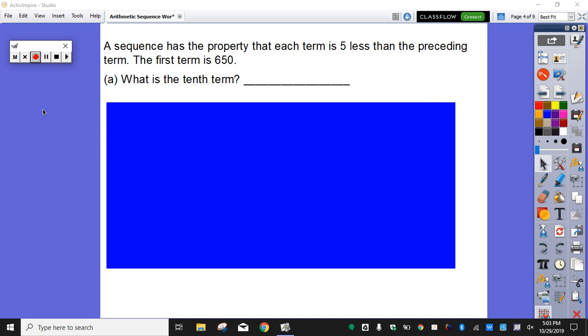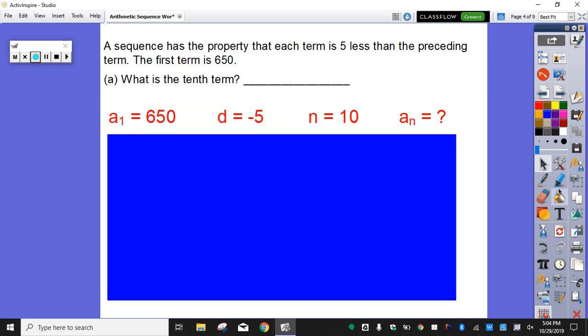So let's tackle our first example. A sequence has the property that each term is 5 less than the preceding term. The first term is 650. What is the 10th term? So first we have to identify the information as, which part of an arithmetic sequence formula it is. To start with, it's pretty straightforward. They tell you the first term is 650. So a sub 1 is 650. They then tell you that each term is 5 less than the preceding term, so that's your common difference.